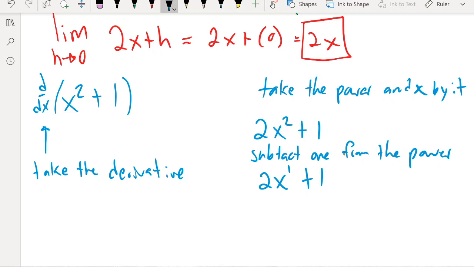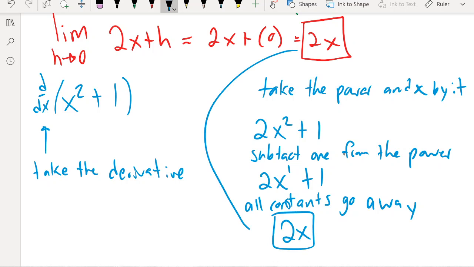All right, and then the last thing is that all constants, I almost spelled constants wrong, all constants go away. They all go away. So the answer is just 2x, and look at that. It's exactly the same as that.